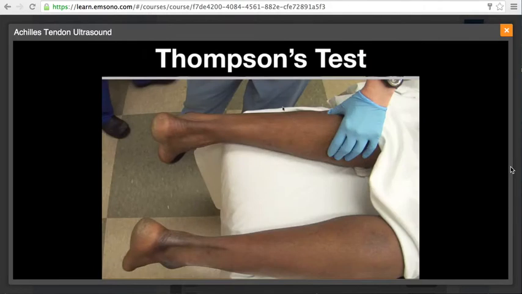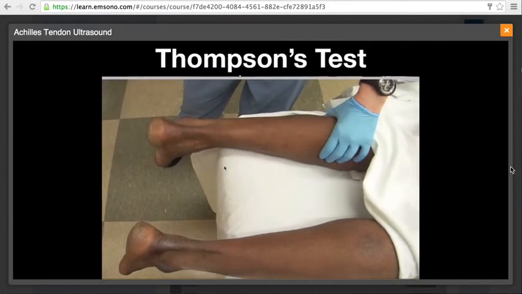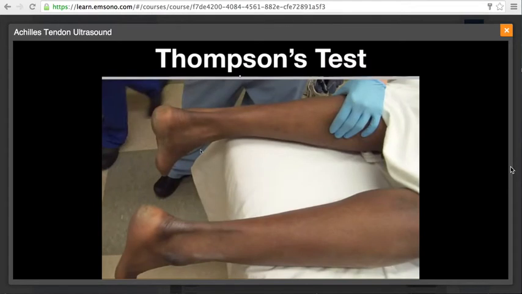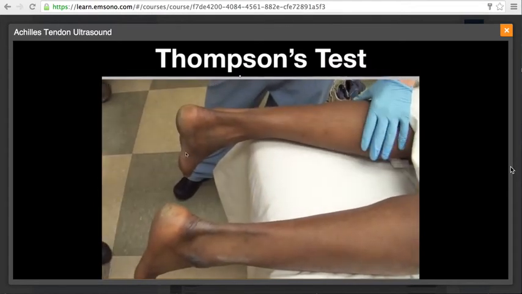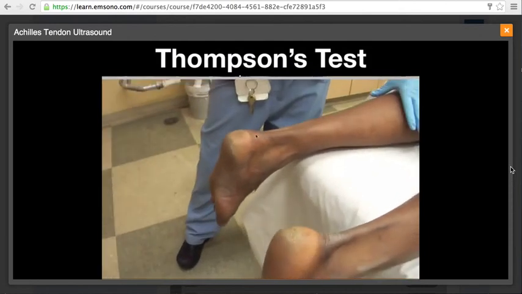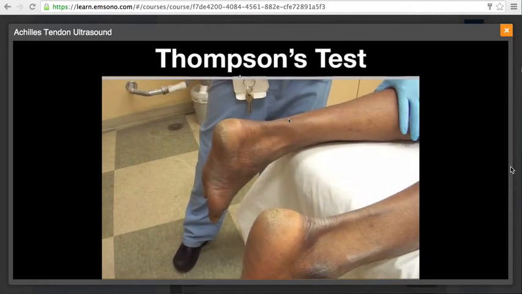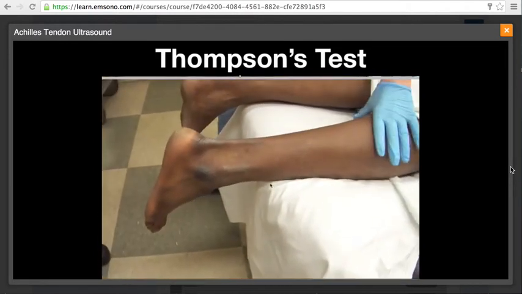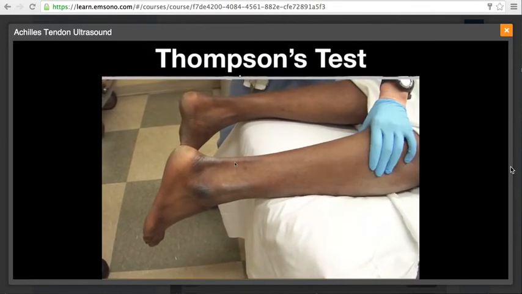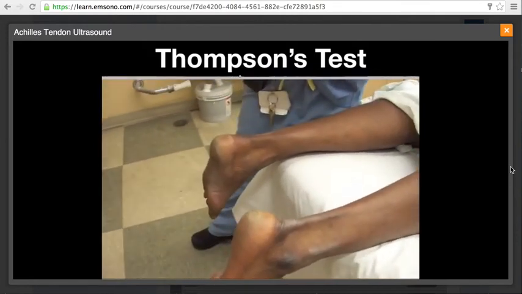Let's take a look at both a normal and an abnormal Thompson's test. This patient had a complete rupture of the Achilles tendon on the left, and we'll be able to show in a second here the abnormal and the normal Thompson's test. So here you can see that with squeezing of the calf in the affected leg, there's no plantar flexion that occurs, and that's because of the rupture that occurred at about this level right here. So this is a positive test here. This is a comparison view on the normal side. And note the intact tendon here and note the plantar flexion with calf squeeze.